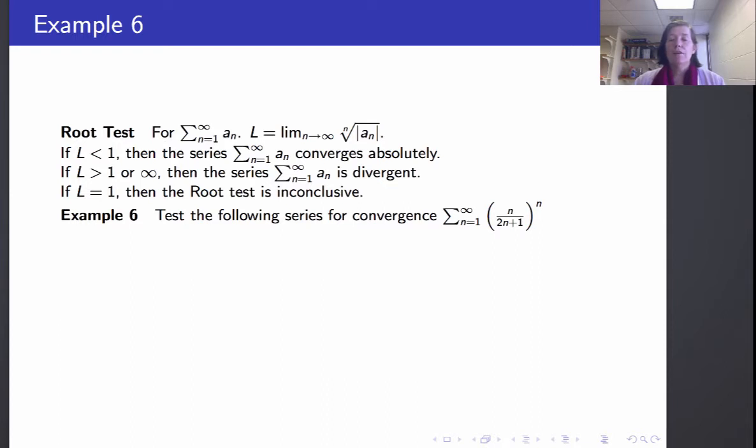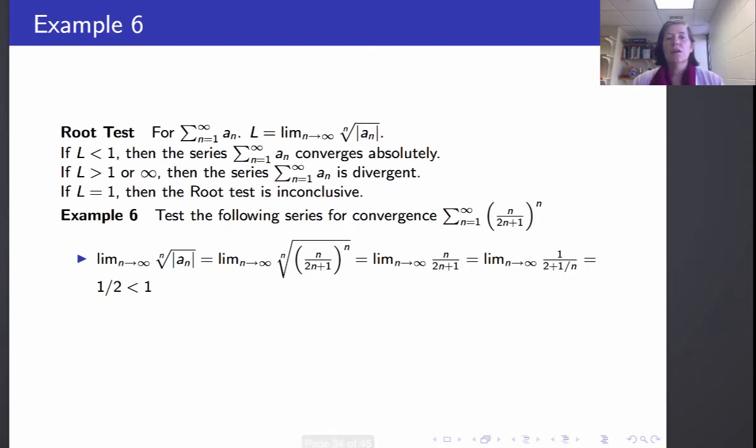Let's try another example, this time the sum from 1 to infinity of (n over 2n plus 1) to the power of n. Well, let's apply our nth root test, and we take the limit as n goes to infinity of the nth root of the absolute value of the nth term, which is the limit as n goes to infinity of the nth root of (n over 2n plus 1) to the power of n.